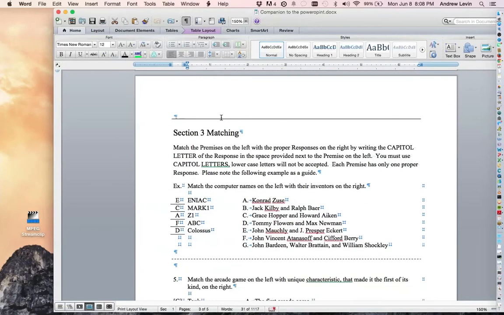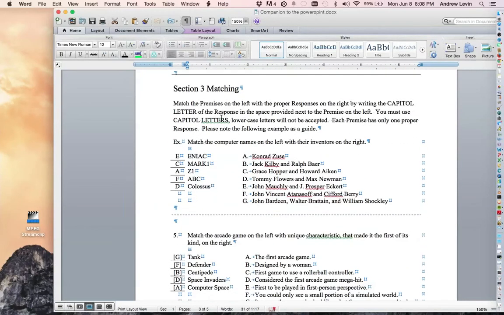Now, matching. I was super guilty of this. Oh, look at that. I didn't do that right on this side. You should always, once again, make it go from short to long. See how Conrad Zeus goes all the way down to here? It gets longer. I should have done it on this side too.